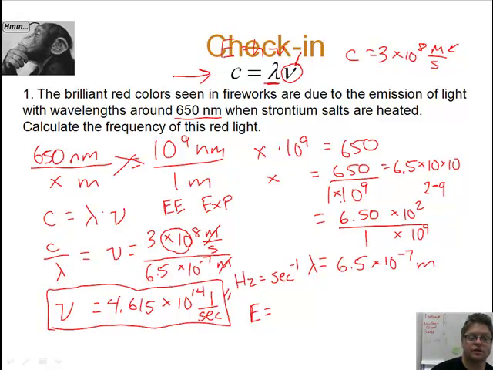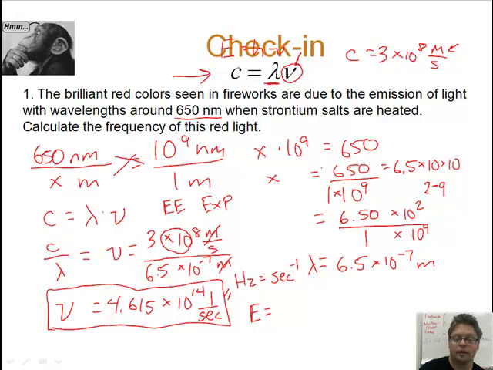Okay. This says the brilliant red color seen in fireworks is due to the emission of light with wavelengths around 650 nanometers when strontium salts are heated. So if you wanted to calculate the frequency of this light, the first thing you would have to do is convert the nanometers into meters by using the relationship between nanometers and meters.